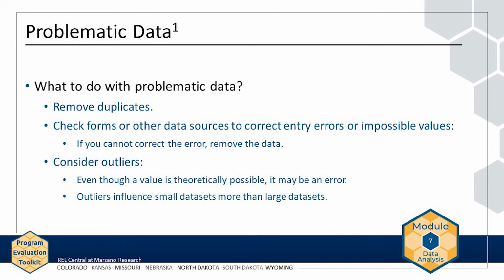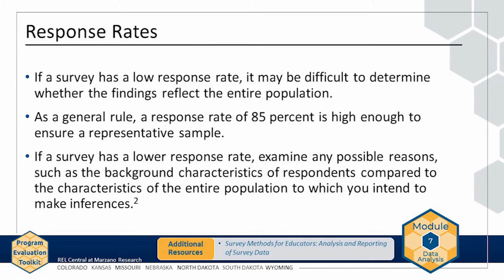When you use survey data, consider examining response rates to ensure the generalizability of your findings. If a survey has a low response rate, it may be difficult to determine whether the findings reflect the entire population. As a general rule, a response rate of 85% is high enough to ensure a representative sample. If your survey has a lower response rate, you may want to examine whether some groups were more likely not to respond to your survey than others.